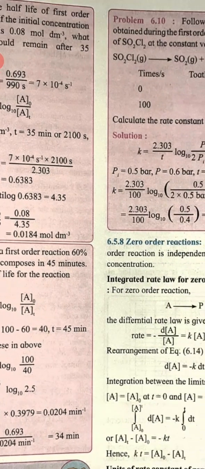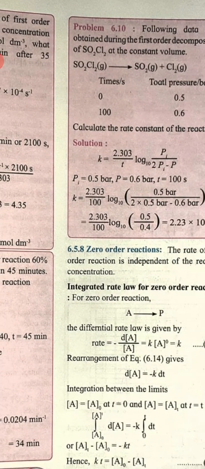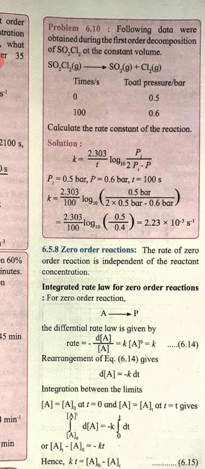Okay, third problem. The following data were obtained during the first order decomposition of sulfuryl chloride, SO2Cl2, at constant volume. What is the reaction? SO2Cl2 gas gives SO2 gas plus Cl2 gas. Time is given in seconds. At 0 time, what is the total pressure? 0.5. And at time 100 seconds, the total pressure is 0.6. So calculate the rate constant of the reaction.